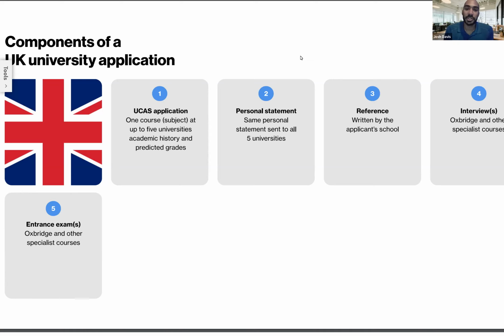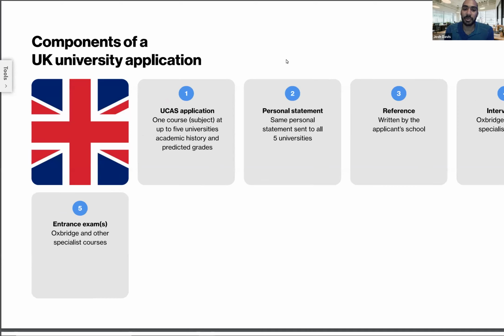Okay, and then we have a question as well from an audience member. In terms of the reference, is it written by a secondary school, so like a GCSE teacher, or an A-level teacher from lower secondary? That is quite dependent on the school. So usually it will be written by a personal tutor or someone who knows the student quite well, so not necessarily a specific teacher.